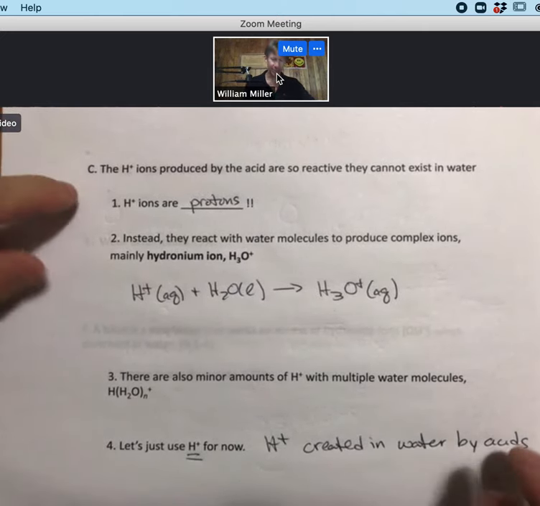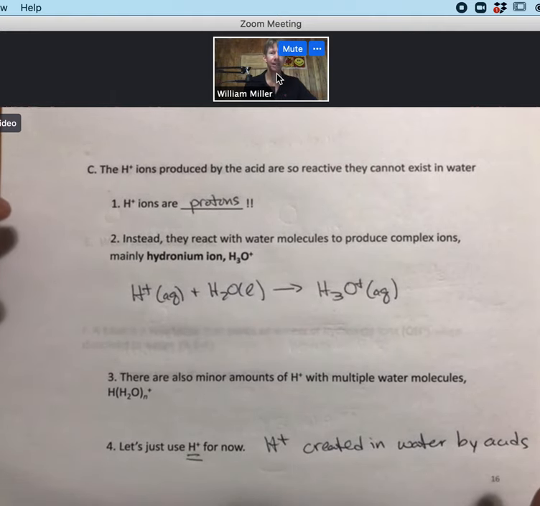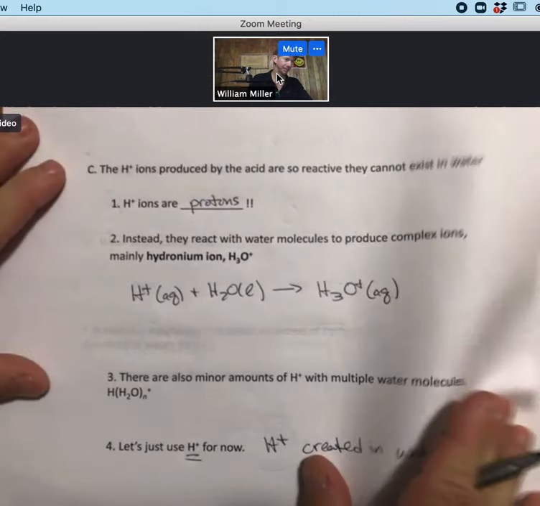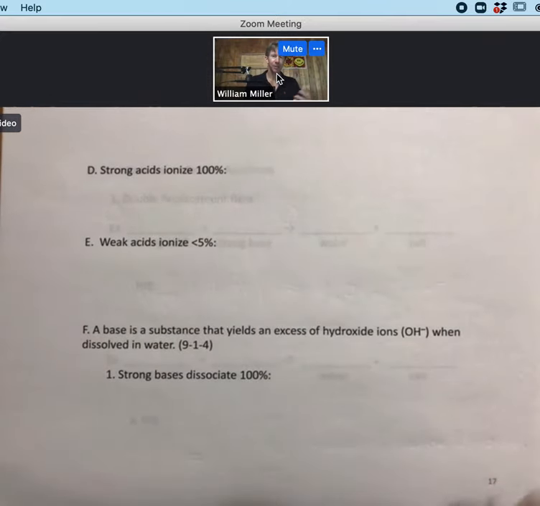Now, this page just serves to say, yes, it gets more complicated, but not for us. Okay, now back to our regularly scheduled lecture.